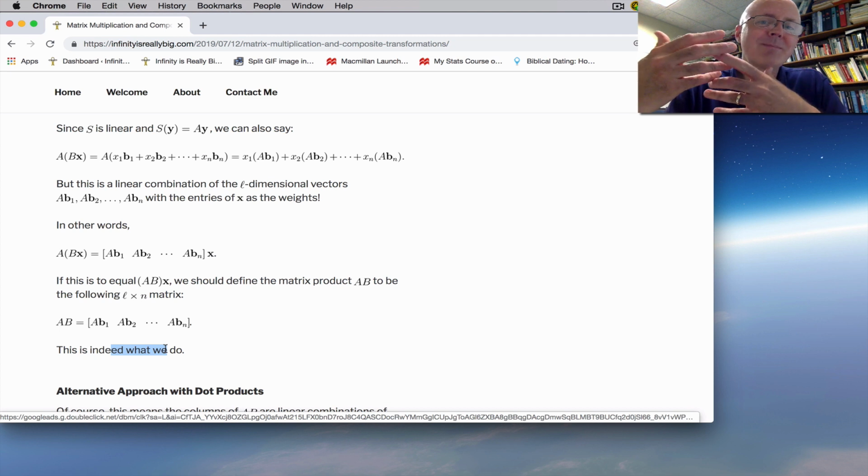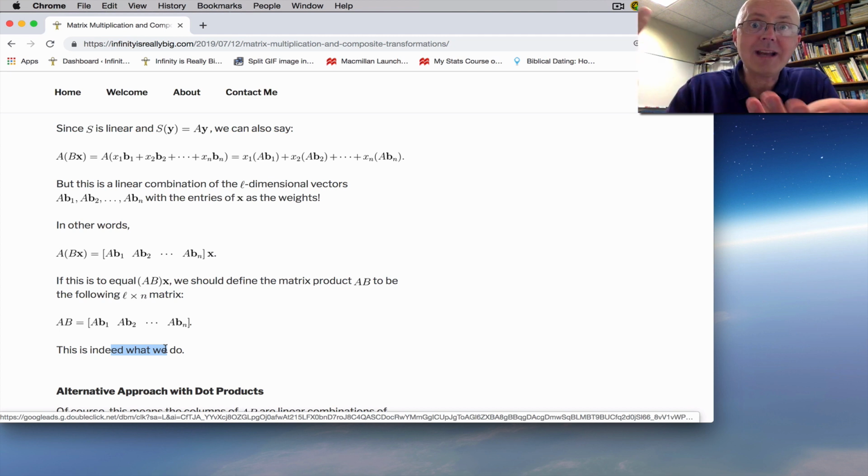That's what we do. So we want something to happen, so we define it to happen. It's not a theorem, it's a definition. We're not proving this, we're saying this makes sense, so let's define it this way.